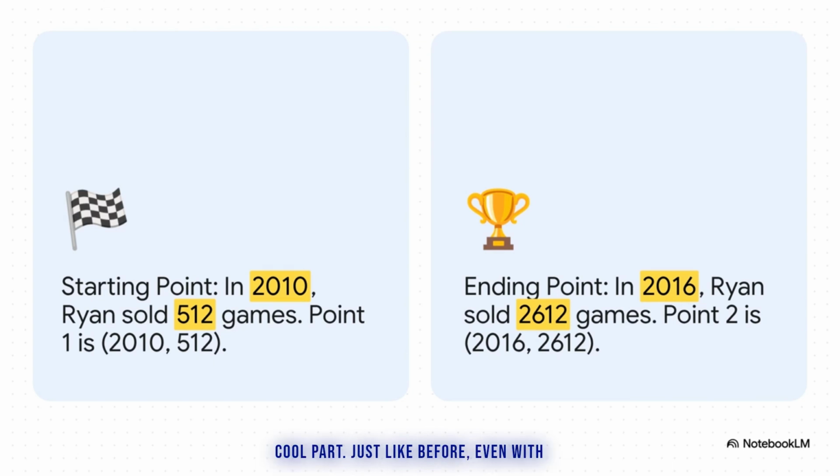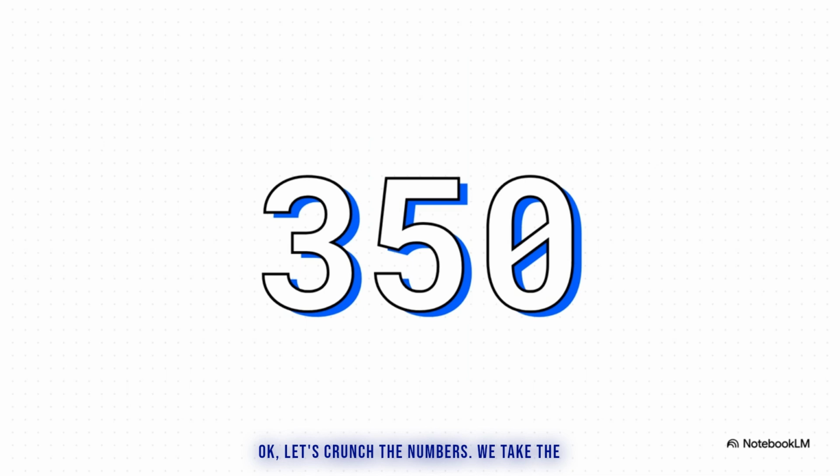Now, here's the cool part. Just like before, even with all this data, we don't need all the middle stuff to get the average over the entire time. All we need are 2 points, the very beginning and the very end. So point 1 is 2010, 512, and point 2 is 2016, 2612. Okay, let's crunch the numbers. We take the change in sales up top, 2612 minus 512, and the change in years on the bottom, 2016 minus 2010. That gives us 2100 divided by 6, which gets us 350.